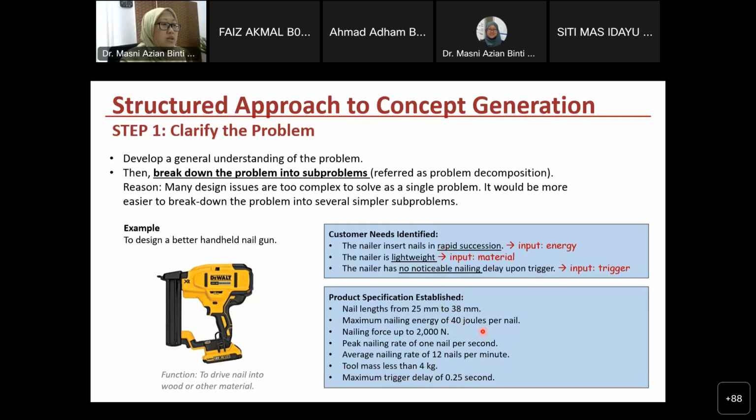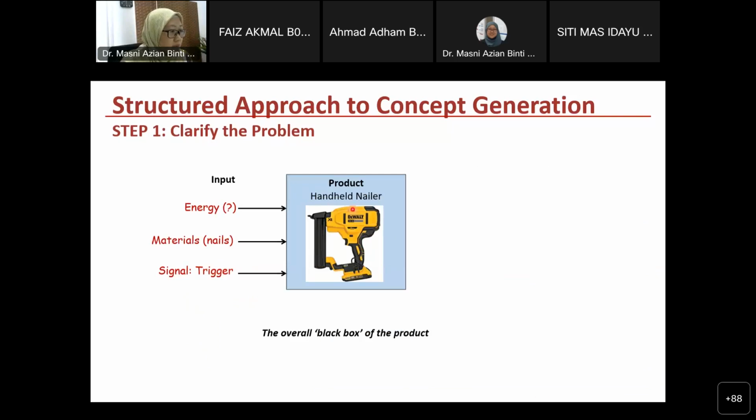Okay, so the next thing is when you want to clarify the problem, you can create the black box of the product. What does it mean by the black box? Okay, let's say the product that you want to redesign is this nail gun or handheld nailer. Okay, so identify what is the input. So this product would be the so-called black box. So we want to know what is the activity going on inside this product.